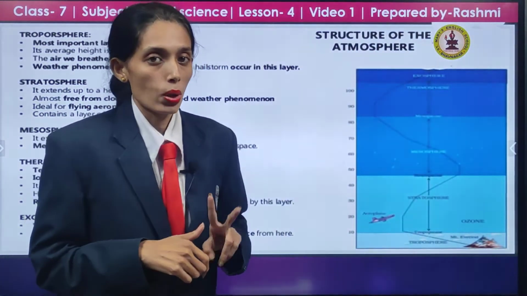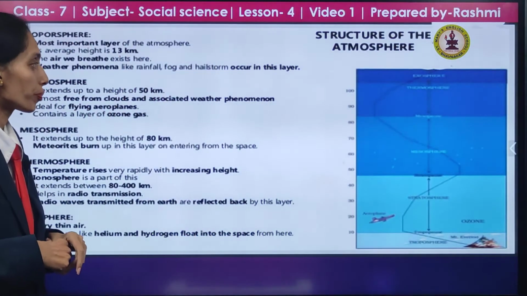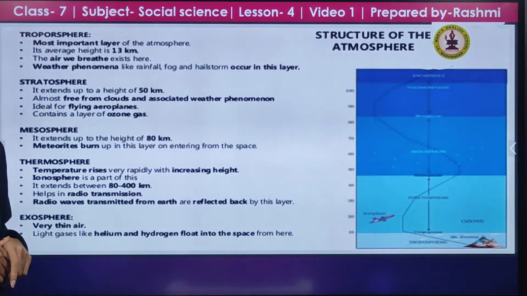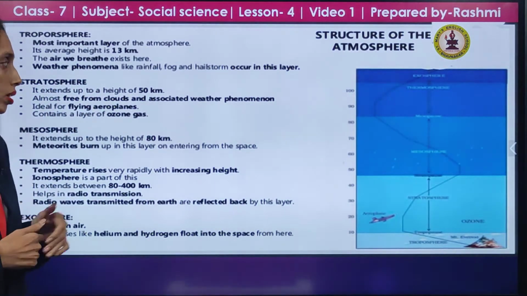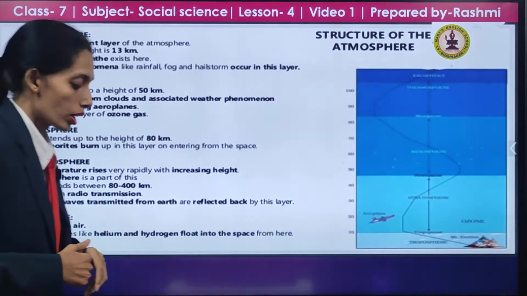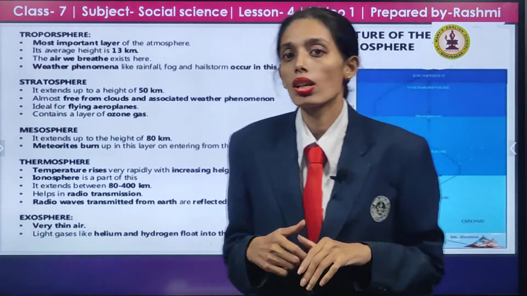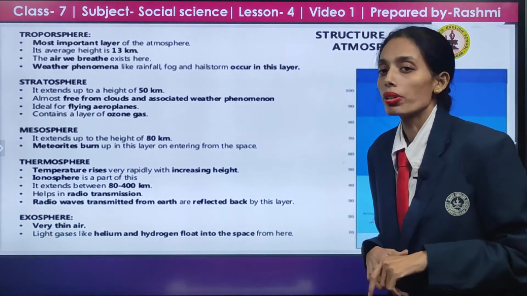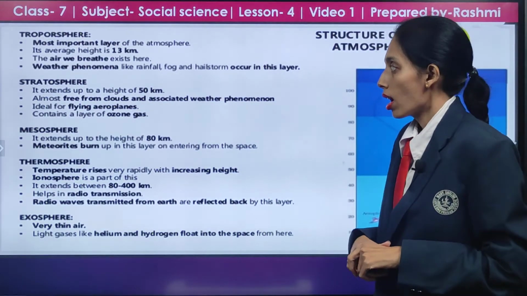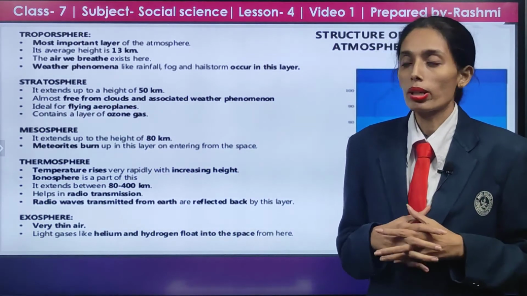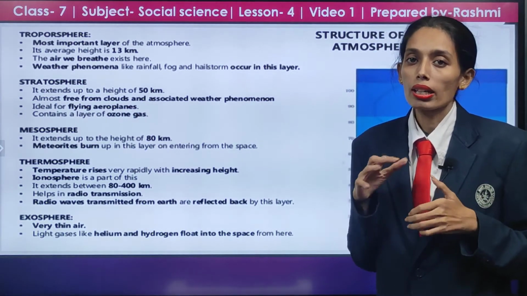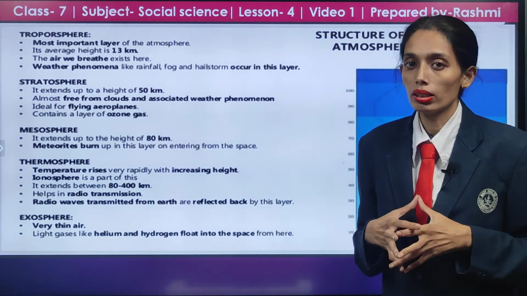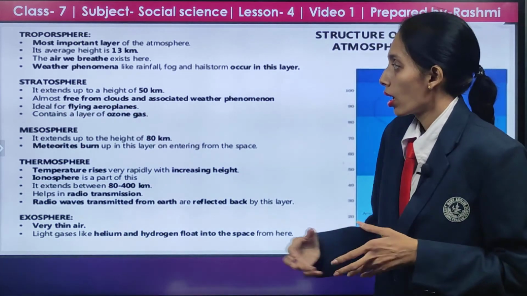Coming to the second one, that is stratosphere. After the tropopause we have the stratosphere. It extends up to a height of 50 kilometers, almost free from clouds and associated weather phenomena. It is ideal for flying of aeroplanes, and it contains ozone gas. Ozone gas protects the Earth from the UV rays.